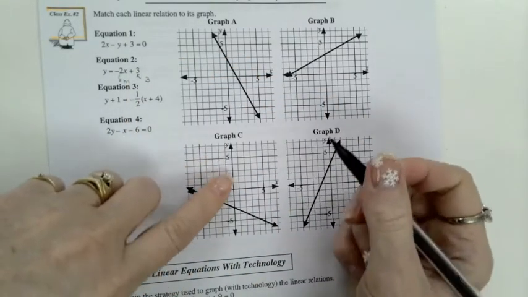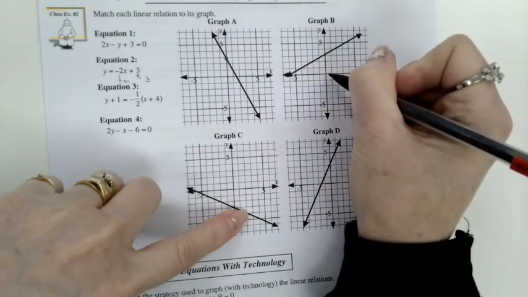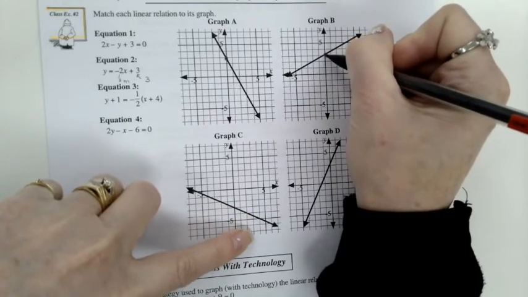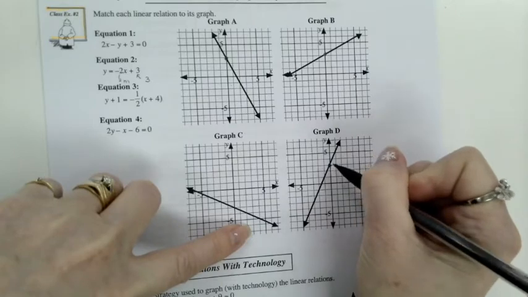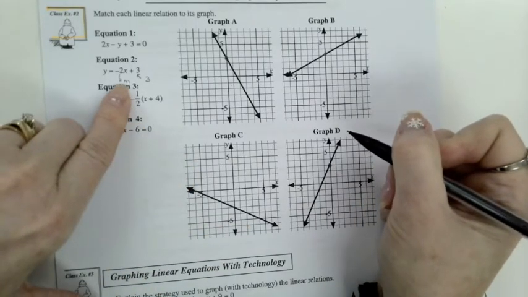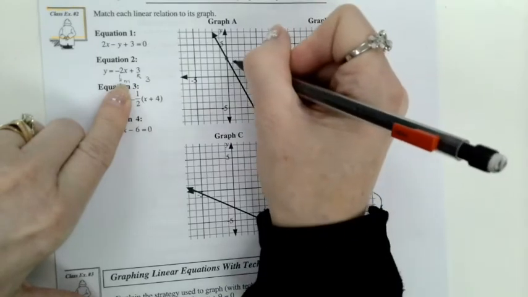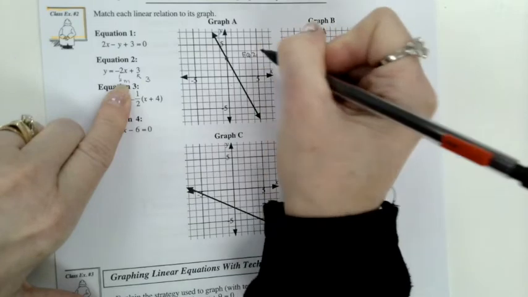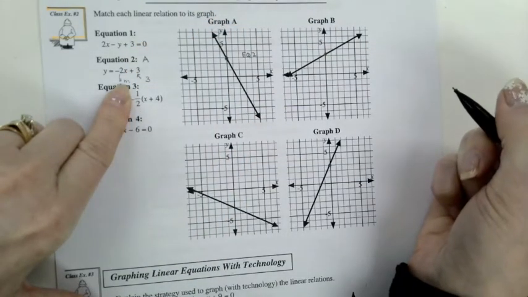So y-intercept of 3 could be this guy. Y-intercept of 3, 1, 2, 3 could be that guy. Not this one, could be this one. Slope of -2, that's a downhill slope. That's uphill, that's uphill. So this must be my equation 2. So graph A will go with equation 2. And that's all I need to think.